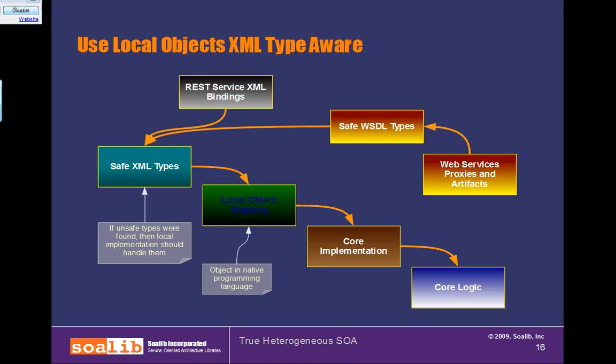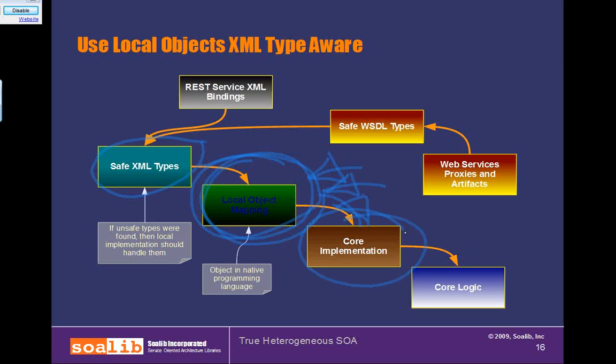XML data type is first converted to a local object. So it's converted from here to a local object. The local object is platform specific and also programming language specific. This is the object which the core implementation understands, because the core implementation takes a binary object and operates on that. The flow also goes in reverse.